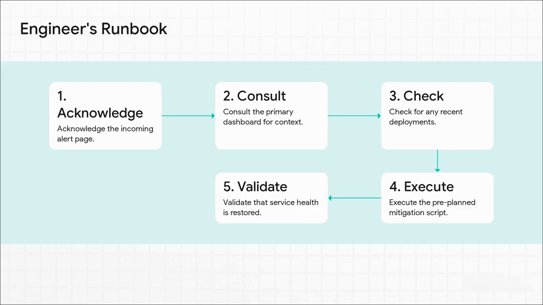Now, how can they move that fast under pressure? It's because they aren't guessing. They're following a runbook. You can think of this as the on-call engineer's emergency checklist. It guides them through every step. Acknowledge the page, check the right dashboard, look for any recent deployments, and, most importantly, execute a specific script to fix it. It takes all the guesswork out of a super stressful situation.